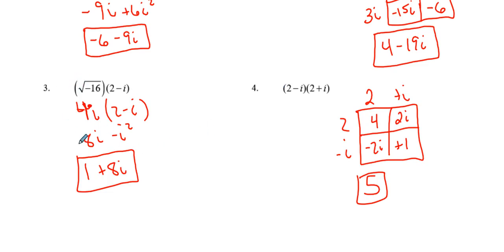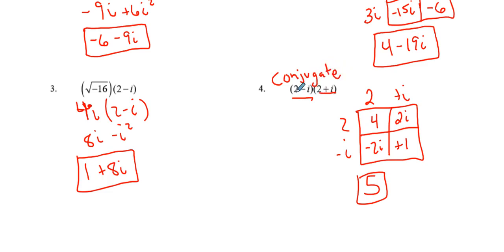Okay, so the answer to number 3, you should have 1 plus 8i. And the answer to number 4, you should get 5. Now, this is an interesting aspect. We started off with a complex number with some imaginaries in here, and we ended up with a real number with no imaginary. So these are actually called conjugates. 2 minus i and 2 plus i are conjugates of each other because when I multiply them together, I end up with a real number.